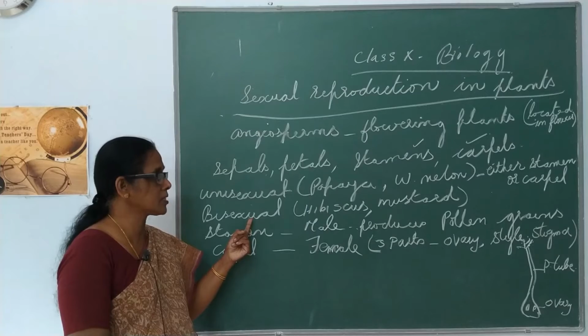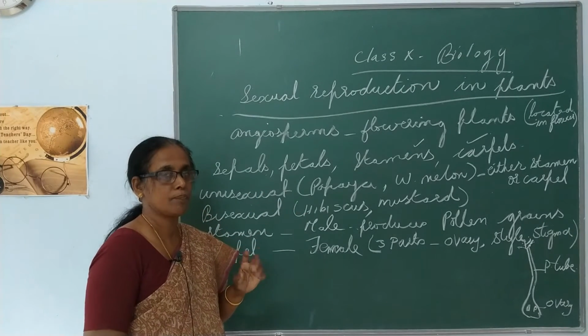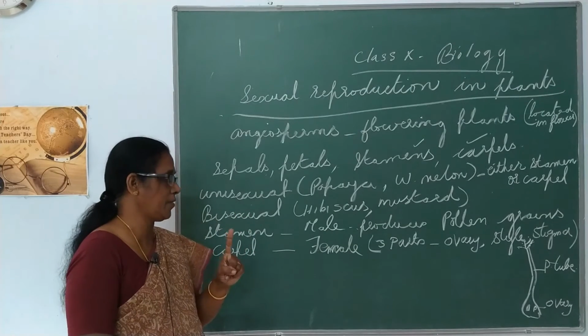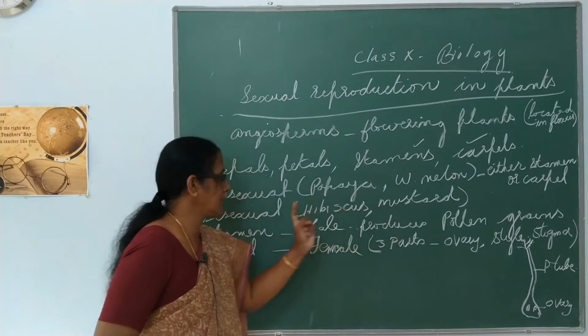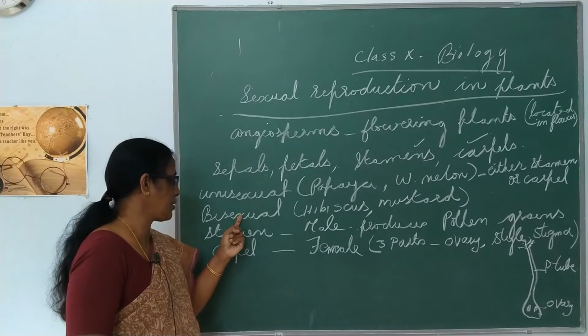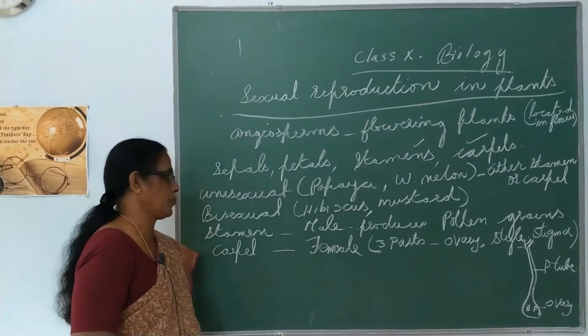Bisexual flower means both the stamen and the carpel are present. Both the reproductive organs are present in that one flower. For example, hibiscus, then the mustard. These are the examples. So, you have to study the difference between unisexual and bisexual flowers and the examples also.